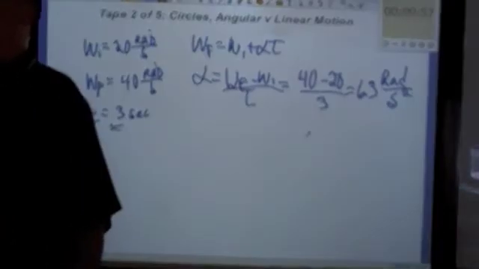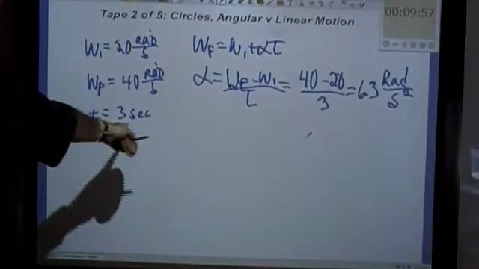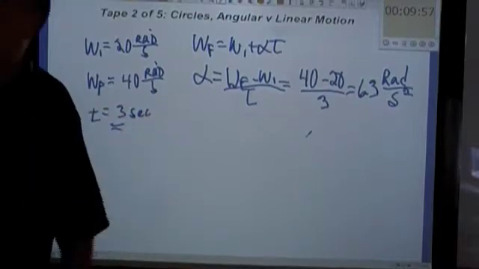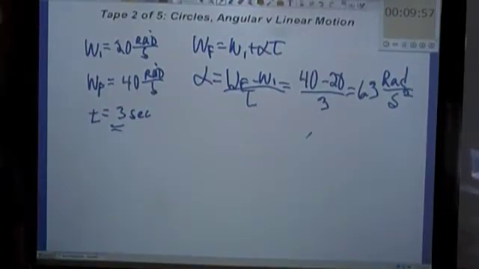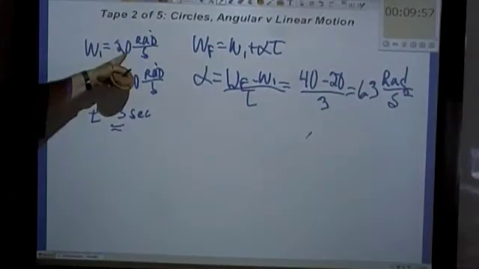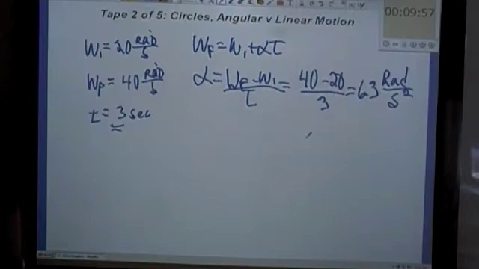Now the question is, what's the angular displacement during this time? What's the angular displacement during these 3 seconds? How would we set it up? Isn't it just 20? I don't think so. How'd you get 20 from here? I'm looking for the angular displacement.